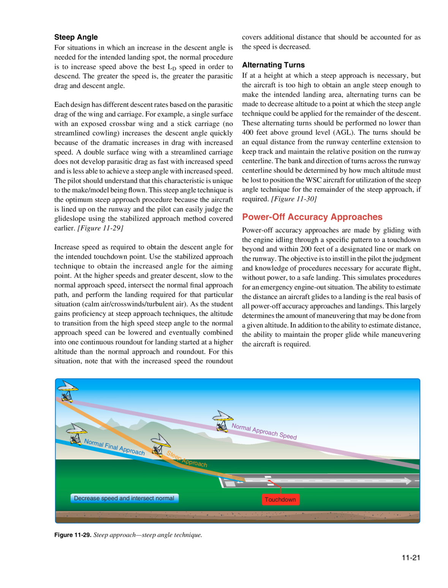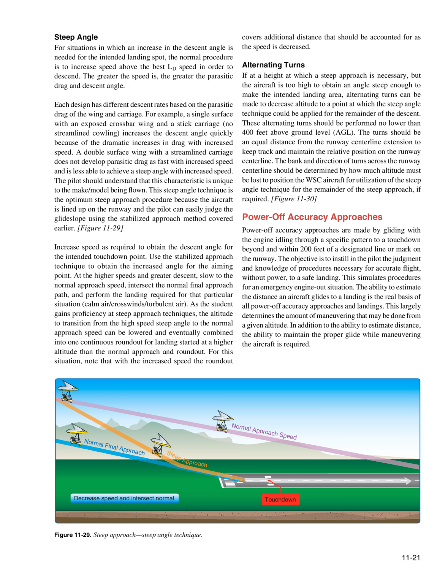This steep angle technique is the optimum steep approach procedure because the aircraft is lined up on the runway and the pilot can easily judge the glide slope using the stabilized approach method covered earlier. Figure 11-29. Increase speed as required to obtain the descent angle for the intended touchdown point. Use the stabilized approach technique to obtain the increased angle for the aiming point.